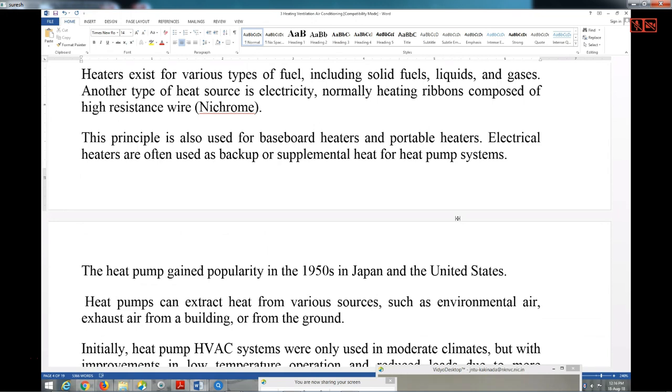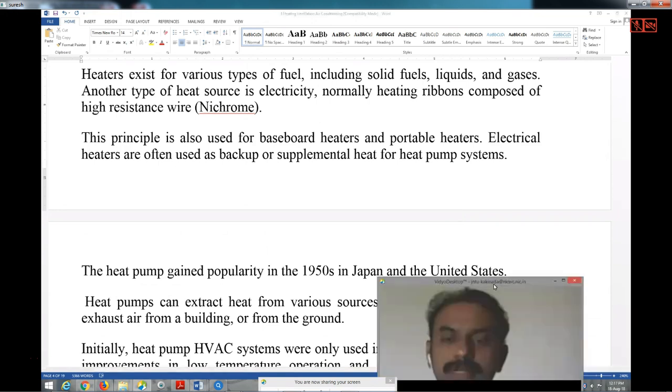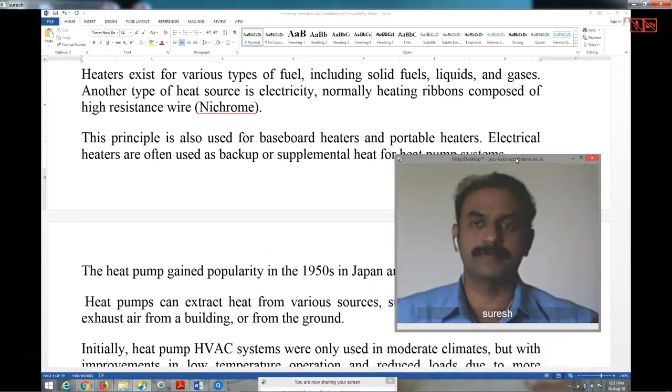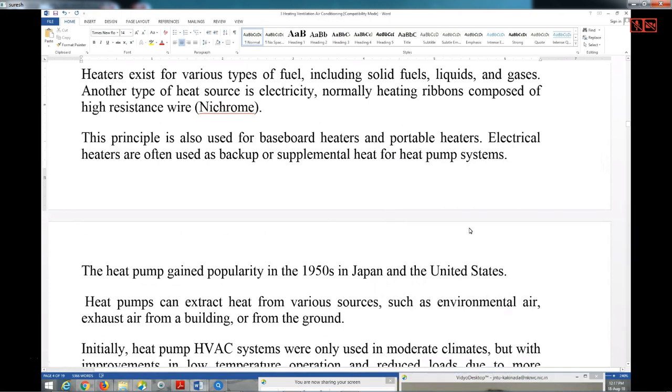Suppose there is a sudden shortage of these solid fuels or liquids or gases, then these fuels are not directly available. So we are going to utilize electrical power, electrical heaters, for generation of the heat, and this is acting as a backup. Generally they are using solid fuels or liquid fuels for heat generation, and this principle is also used for this. So electrical systems they are taking as a backup.